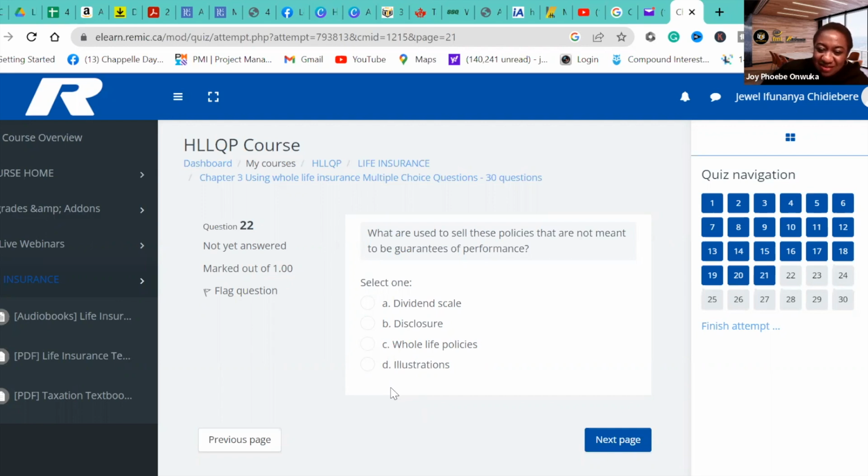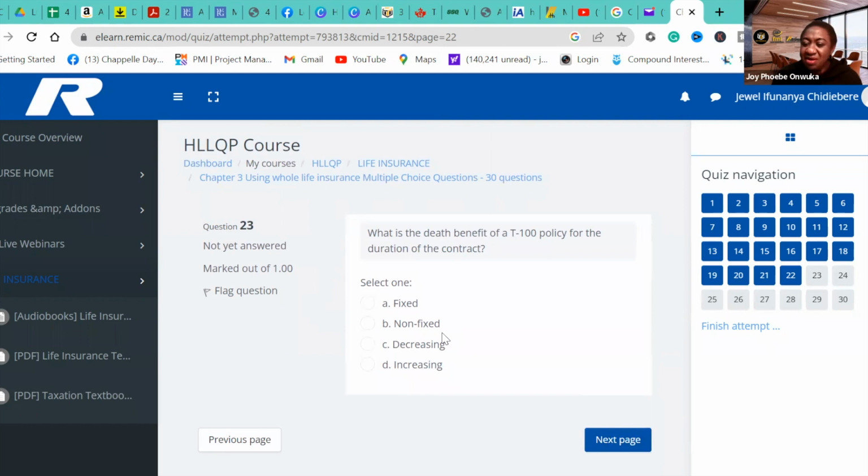A, dividend scale. 2, disclosure. 3, whole life policies. And option D is illustrations. What are used to sell the policies that are not meant to be guarantees of performance? I think it's illustrations, right? Because when we show people illustrations, what we show in an illustration doesn't mean it is guaranteed performance, right? Okay, so I'm going to go with illustrations, but again, we'll see together when we are done.